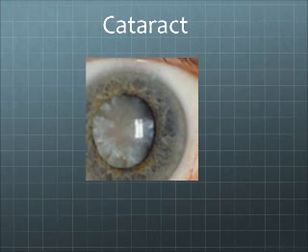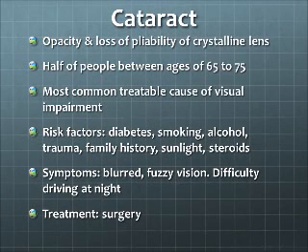Cataracts. Cataracts refer to any form of opacity of the lens. About half of the general population between ages 65 and 75 will develop cataracts. It is the most common treatable cause of visual impairment in the elderly. Risk factors include diabetes, smoking, alcohol, trauma, family history, sunlight exposure, steroid therapy, and uveitis. Symptoms include blurry, foggy, or fuzzy vision. Color perception may be affected. Driving at night may be difficult.